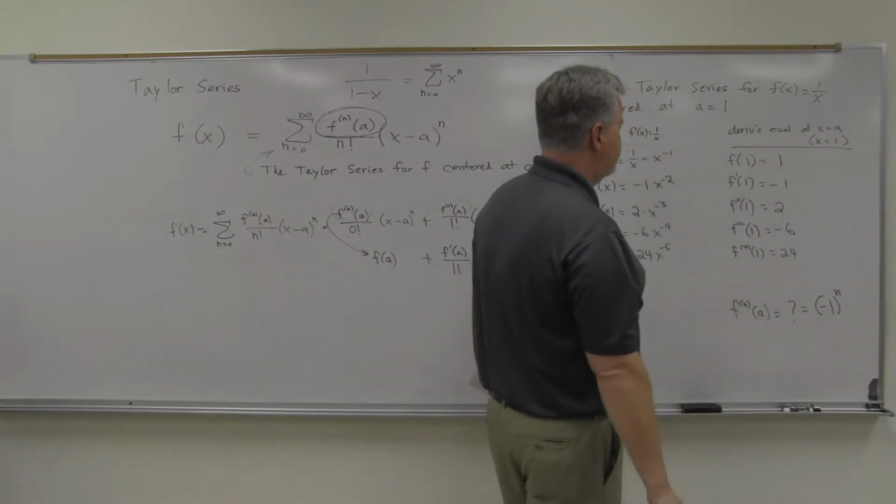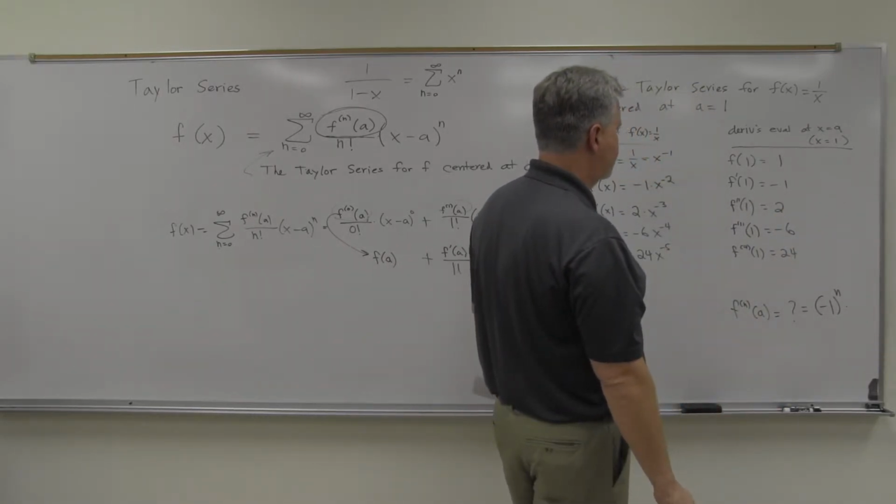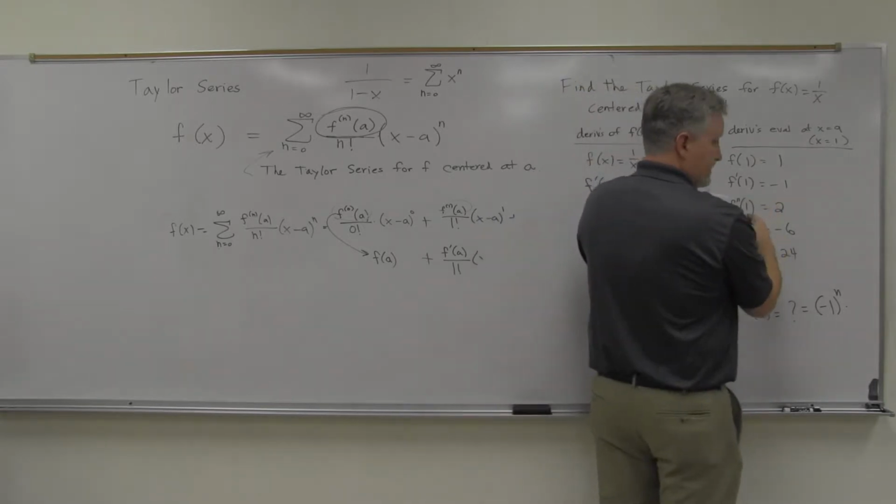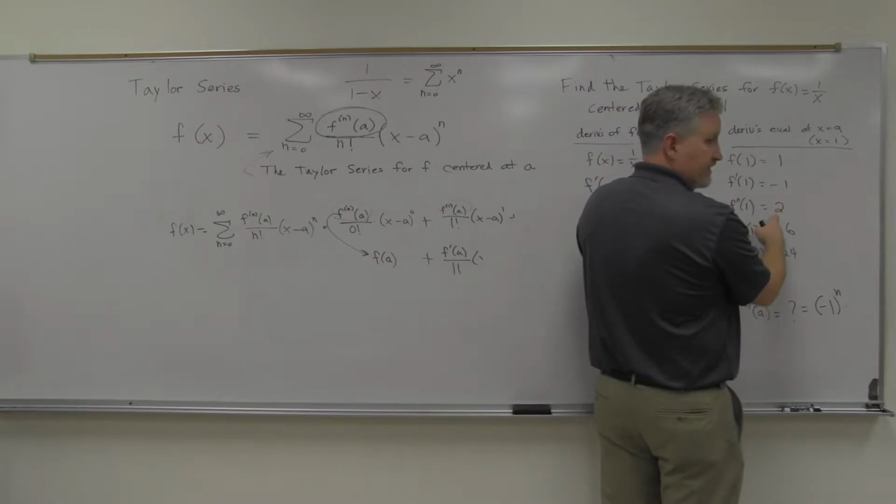Now, the question is, does each of these equal n factorial? So this would be n equals 2. Is that 2 factorial? That's n equals 3. So is that 3 factorial? I believe so.